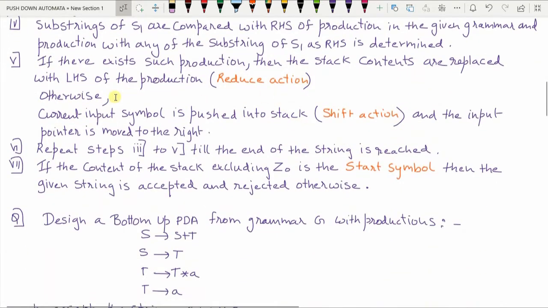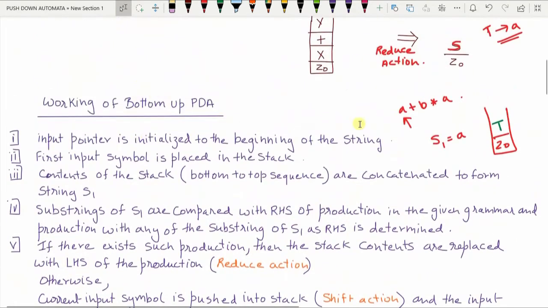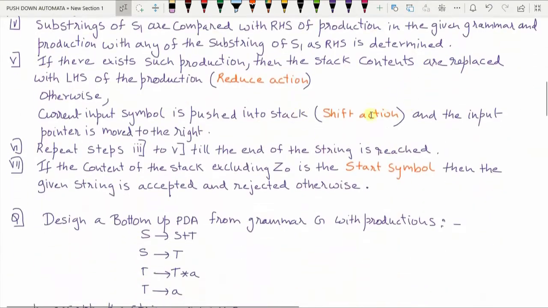Otherwise, if this is not possible, it can happen that in the string S1 that we have found by reading the content from bottom to top, none of the substrings happens to be on the right hand side of any of the productions. So in that case, this otherwise point will work. Then what to do? Whatever is the current input symbol. After pushing the A onto the stack, what would be the next current input symbol? That will be plus. Plus would be the next current input symbol.